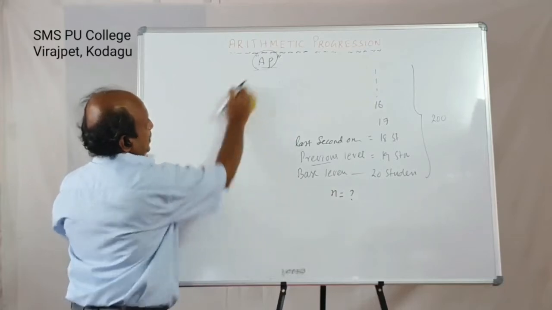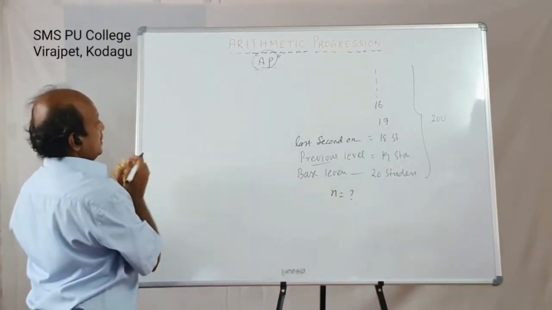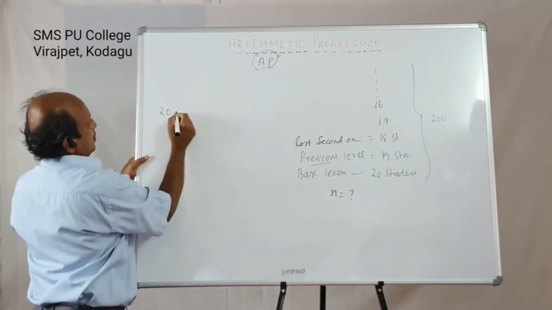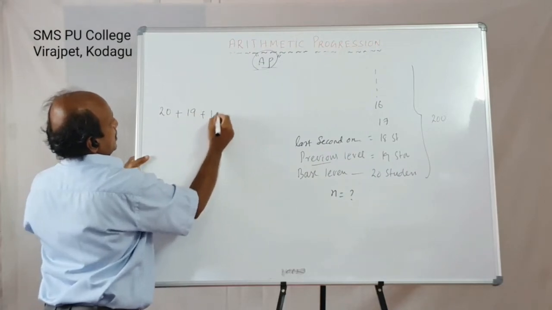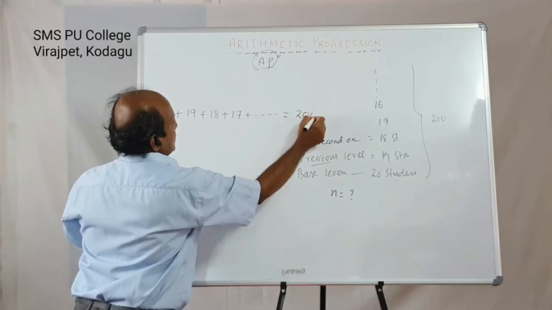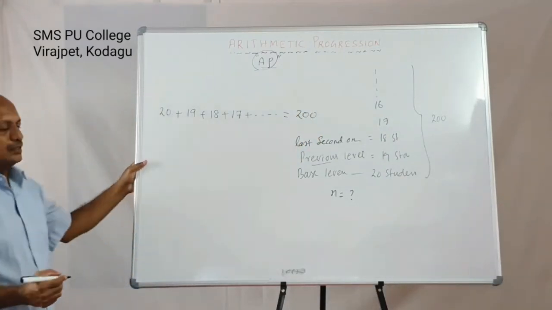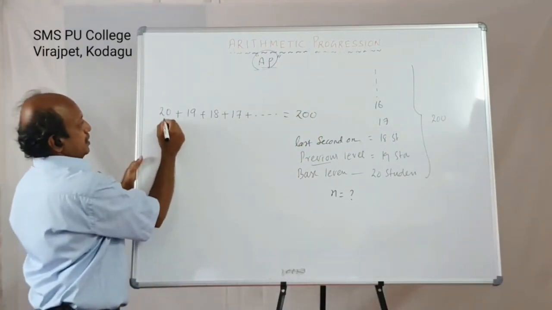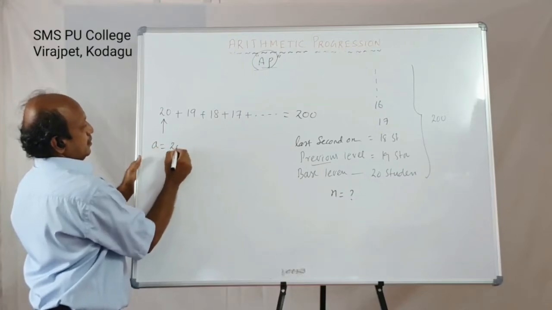The information is given here, right? First level, you have to go in reverse: 20, next 19, 18, 17, and so on, up to the total, which is 200. What is the value of A? Here the value of A is 20.